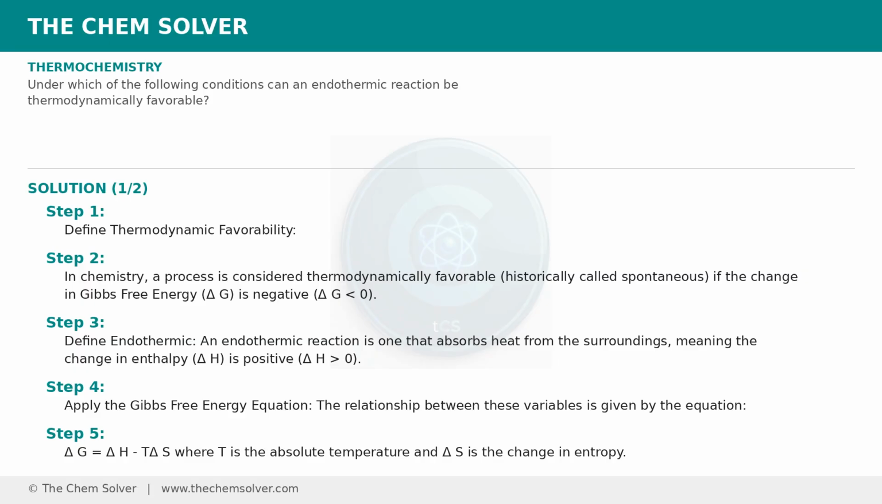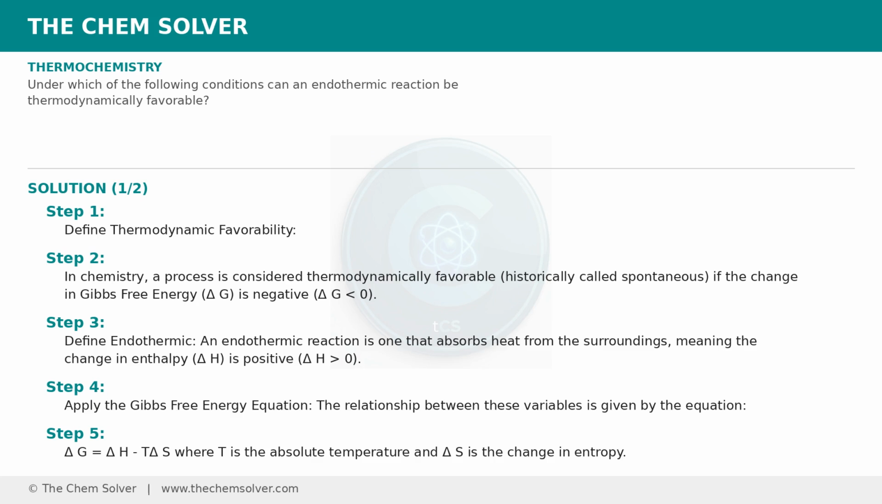Define thermodynamic favorability. In chemistry, a process is considered thermodynamically favorable, historically called spontaneous, if the change in Gibbs free energy, delta G, is negative, delta G less than 0. Define endothermic. An endothermic reaction is one that absorbs heat from the surroundings, meaning the change in enthalpy, delta H, is positive, delta H greater than 0.